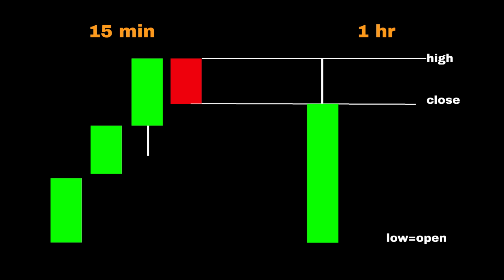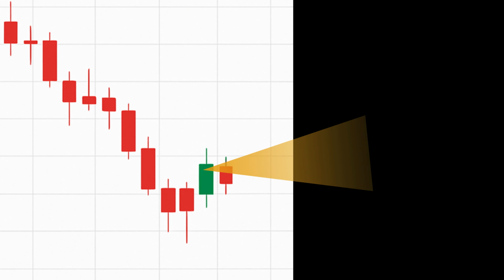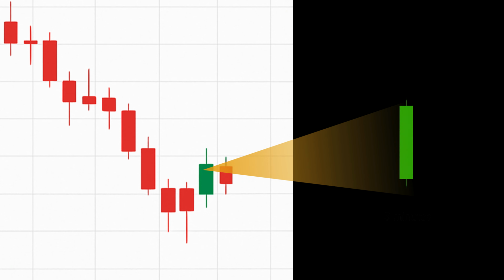This is why timeframes matter so much. A bullish 5-minute candle might look powerful, but on the 1-hour chart, it could just be a small bounce inside a bigger downtrend. The key idea is simple.